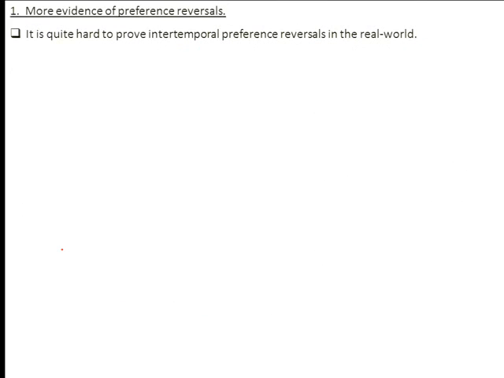So here's where I want to go next. I want to show you a little bit more evidence of preference reversal. So I showed you the 100, 105 thing for you guys and in some literature. Hopefully I convinced you it's real. Now I'm going to go into a little bit more detail.